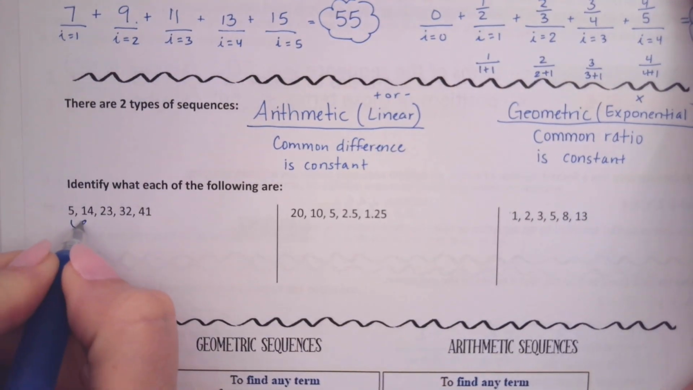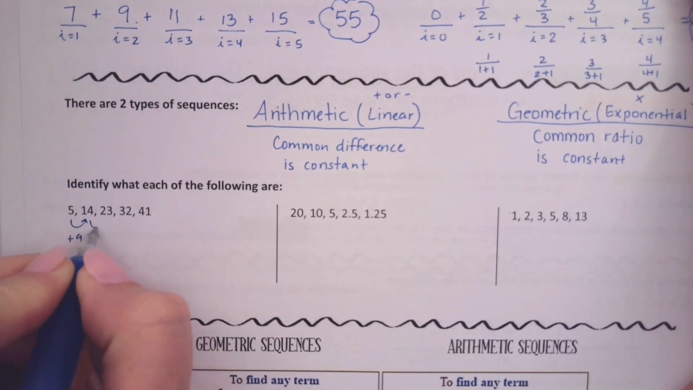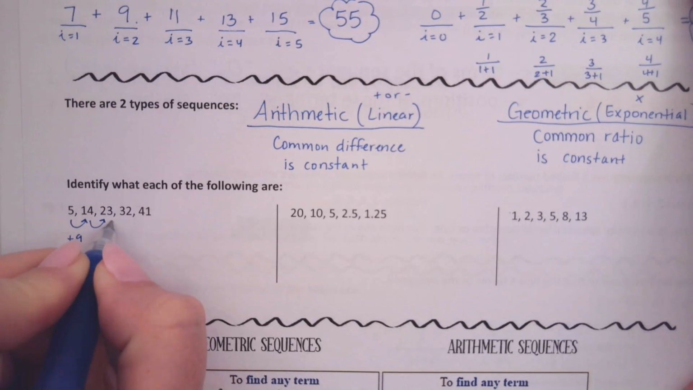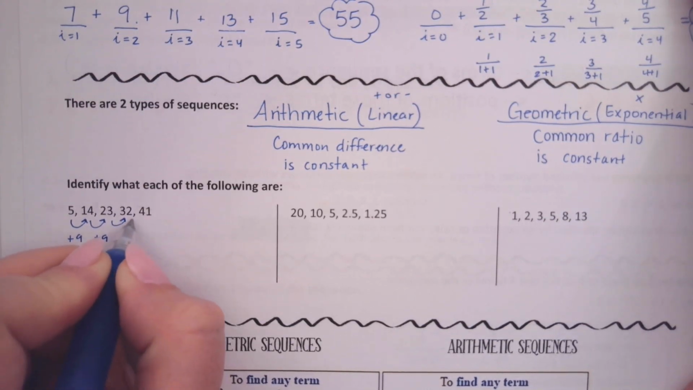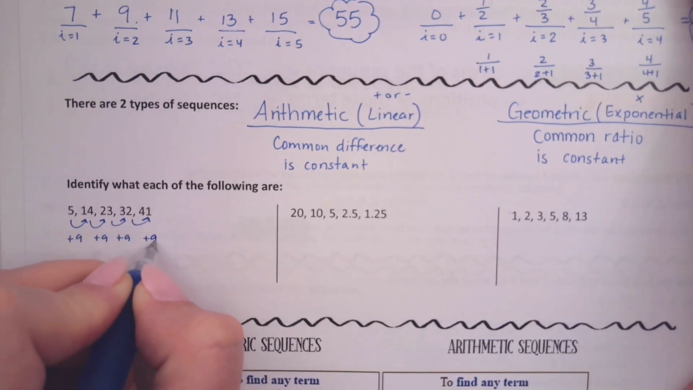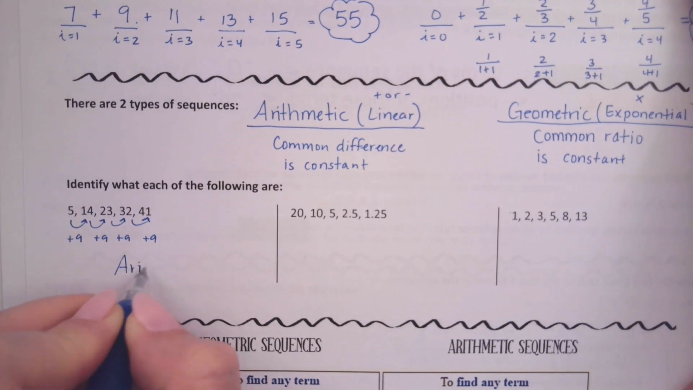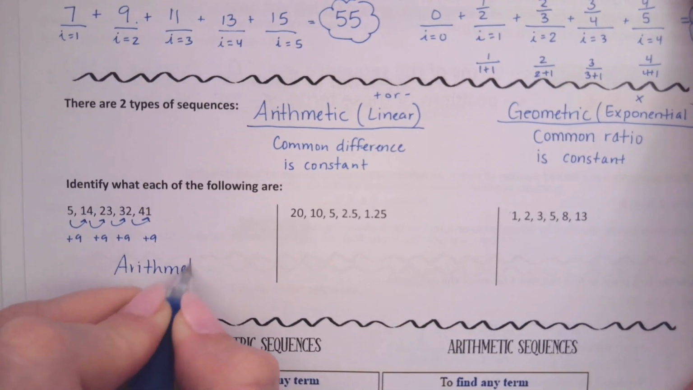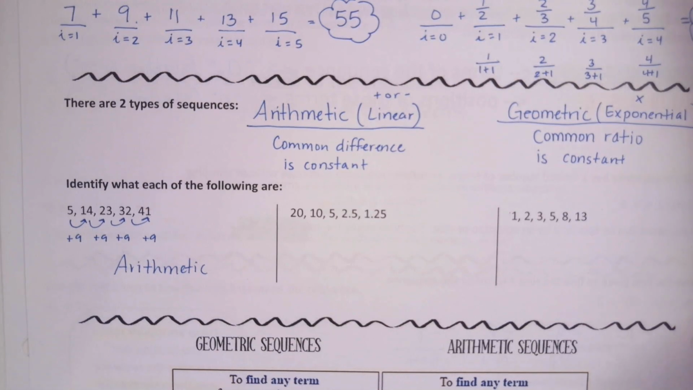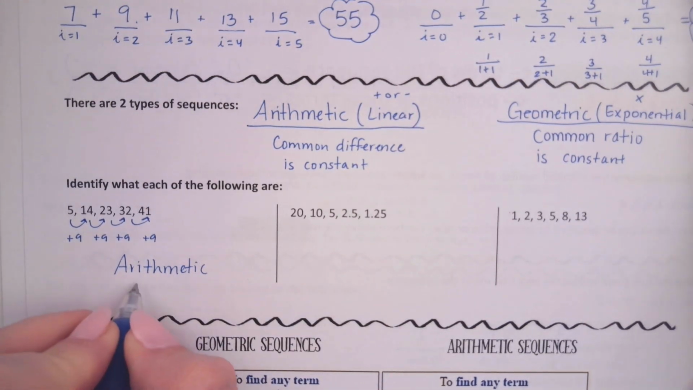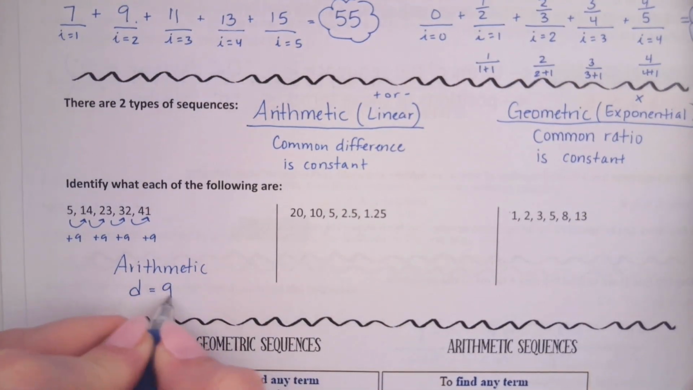Right, what number is being added each time? 9, very good. To get from 5 to 4 is plus 9. 9 to 23 is plus 9. Plus 9, very good. This would be arithmetic. The variable that we use to represent the common difference is the letter D, so we would say D equals 9.